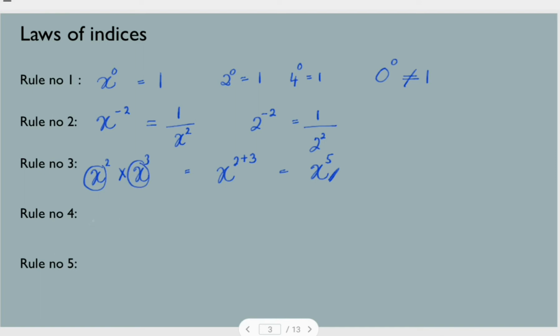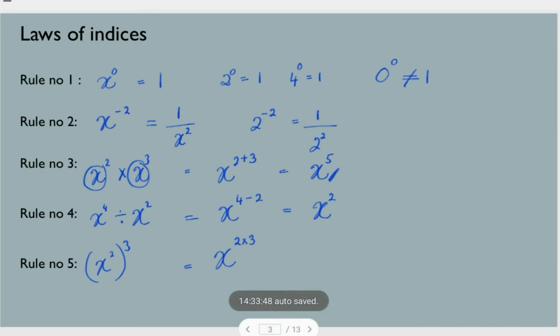The opposite of that is division. x to the power 4 divided by x to the power 2. Here, instead of adding, we have to subtract the numbers. 4 minus 2 would give x to the power 2. And next, x to the power 2, all to the power 3. Here you have to simply apply the multiplication. So x to the power 2 times 3, your answer would be x to the power 6.